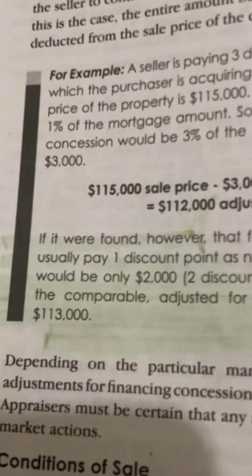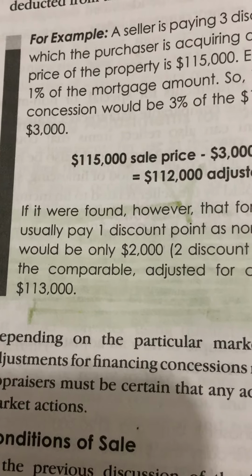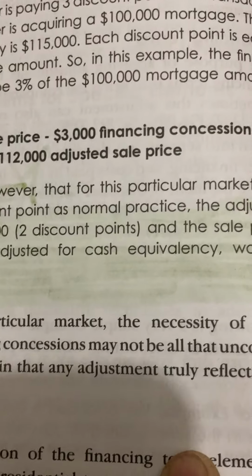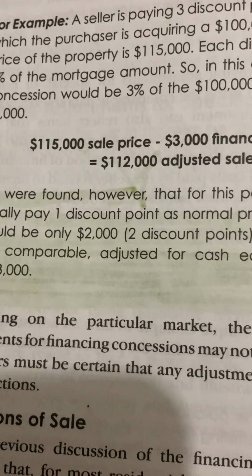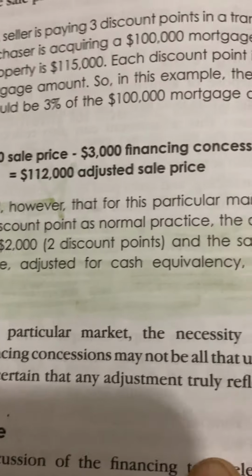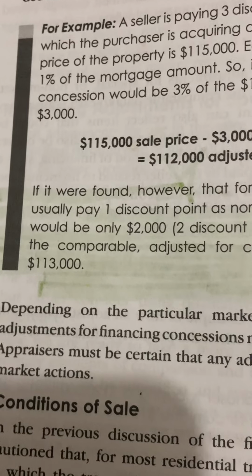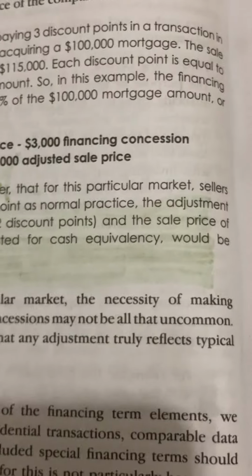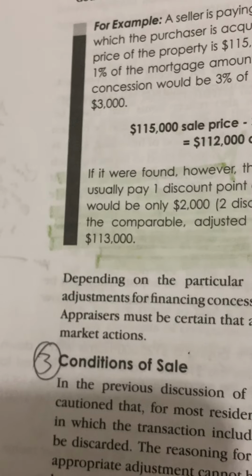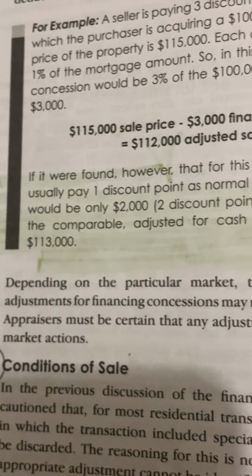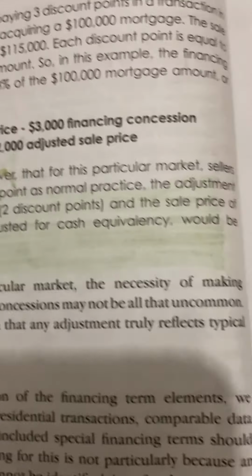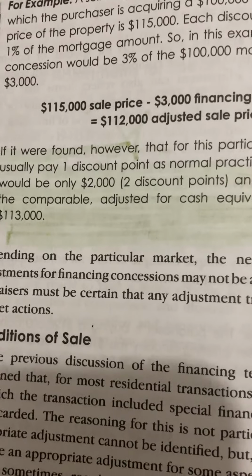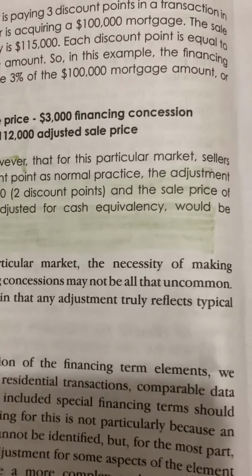Here's the formula. $115,000 sale price minus $3,000 financing concession equals $112,000 adjusted sale price. If it were found, however, that for this particular market, sellers usually pay 1 discount point as normal practice, the adjustment would be only $2,000, 2 discount points.